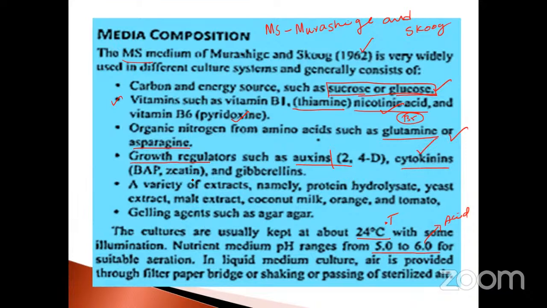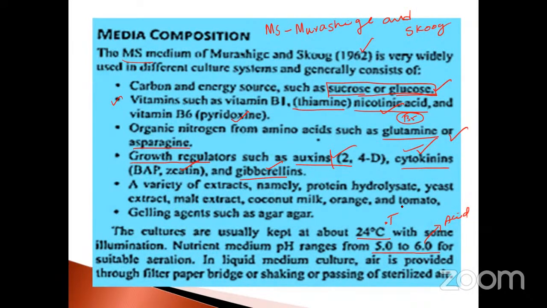BAP, gibberellin. These are the three things: auxin, cytokinin, and gibberellin. These are the phytohormones essential for growth that are present in the MS medium. A variety of extracts are also used, namely protein hydrolysate, yeast extract, malt extract, coconut milk, orange, and tomato.